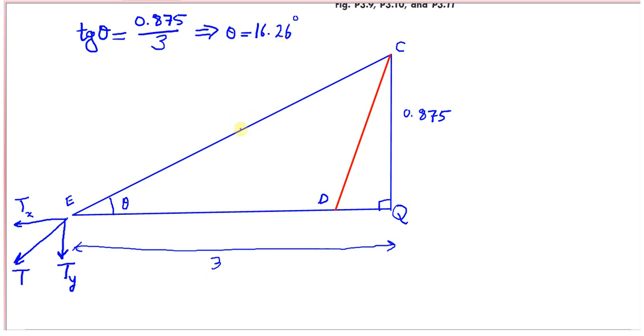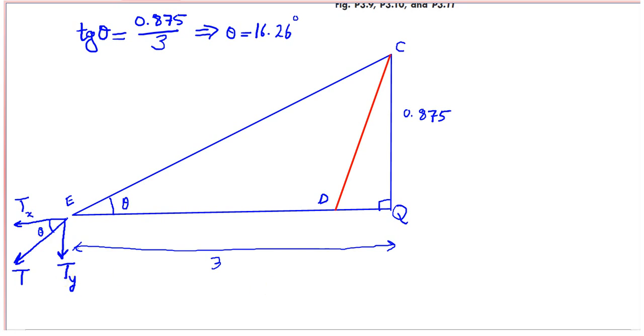Then we have the force in EC. I call it T, and I show it here. T has two components, Tx and Ty. Actually, the angle theta is the angle between T and the horizontal line. Obviously, Tx is T cosine theta and Ty is equal to T sine theta.